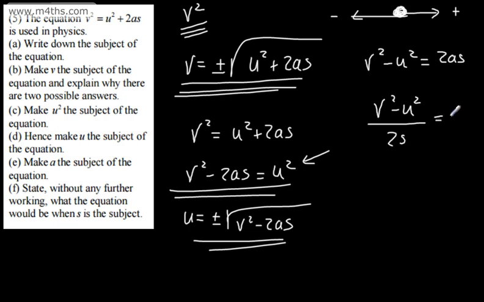All we've done here is simply now divided by what it was being multiplied by. So a is equal to v squared minus u squared over 2s. In part F, state without any further working what the equation would be when s is the subject. All we would do differently, instead of dividing by 2s, we would divide by 2a, because then that would leave us s as the subject. So v squared minus u squared over 2a is going to be equal now to s. So instead of dividing by 2s to make a the subject, we've divided by 2a to make s the subject.